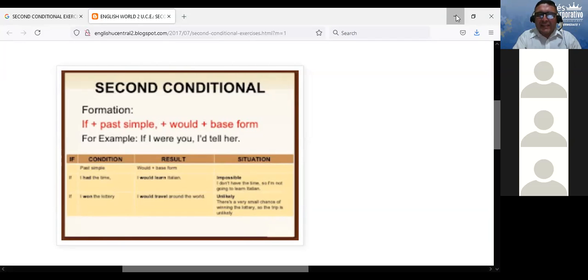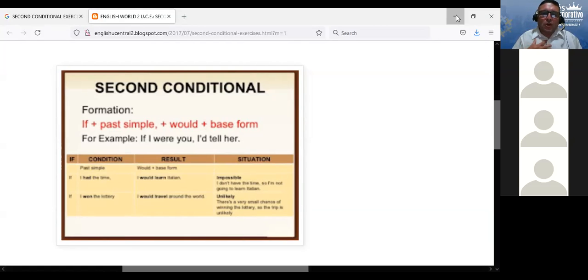Look at the first example. If I had the time, I would learn Italian. How do you say that one in Spanish? Si tuviera tiempo, aprendería italiano. What is the message? The person doesn't have time. Got it?